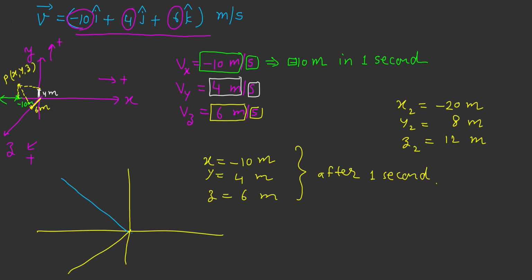Suppose the object was moving in this direction. So the point P was lying somewhere here. This was the point P. After 2 seconds, suppose this is the point Q, then point Q would also lie somewhere here. So the object is basically moving in this direction.